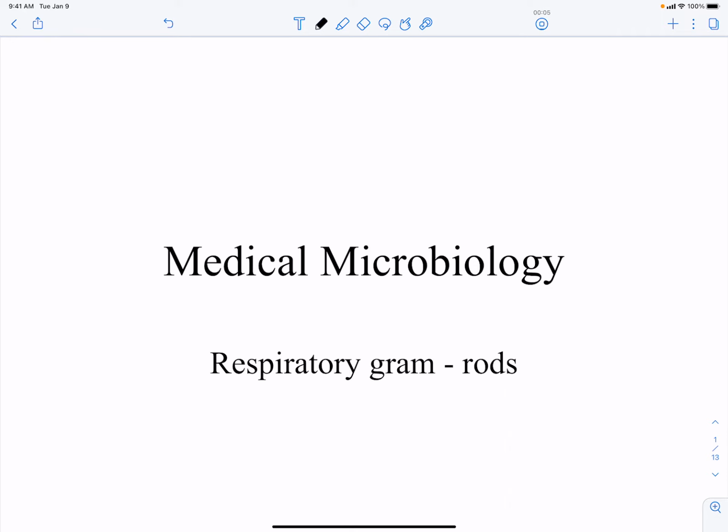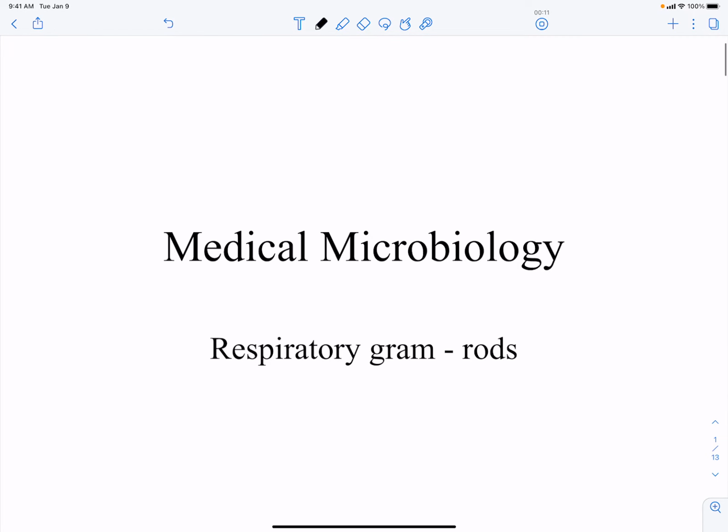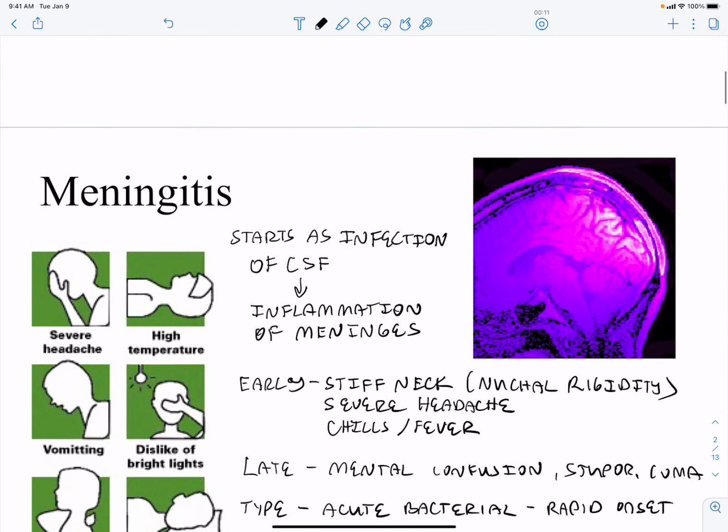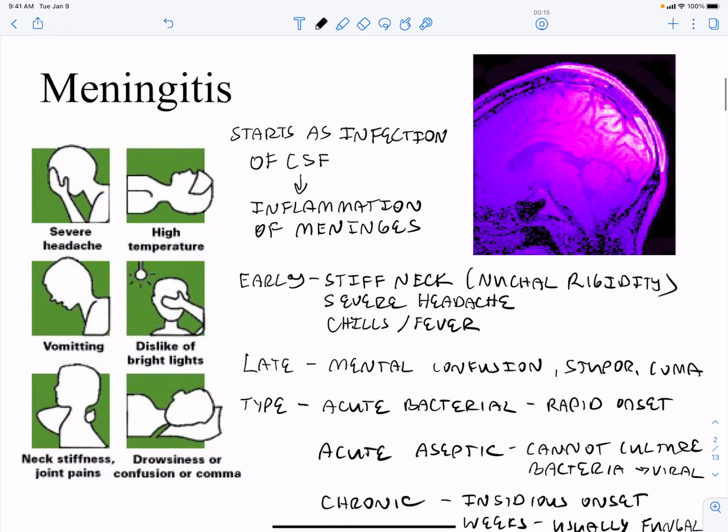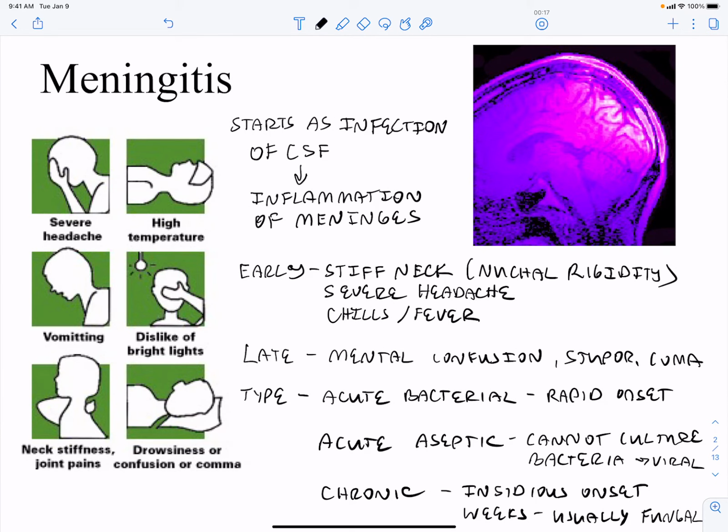Okay, so now we're going to talk about our respiratory gram-negative rods. And before we talk about our gram-negative rods that cause respiratory infections, we have to visit meningitis. You might ask why, but it's because some of these particular infections are associated with causing brain inflammation, or meningitis, inflammation of the meninges.